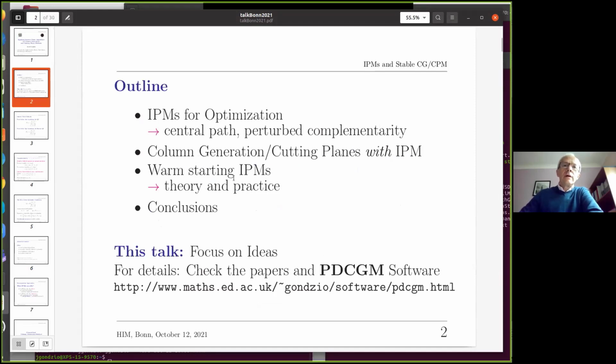This is the outline of my talk. Since so much has been already said about IPMs, I will not spend much time on it, but I'd like to draw your attention to a few interesting features. And then I will pass quickly to column generation and cutting planes, and then spend some time on warm starting interior point methods. This talk will focus on the ideas, but if anybody is interested in more details or occasionally a theorem that justifies some of the developments, then I'd encourage them to have a look at the website where there is software and several papers available.